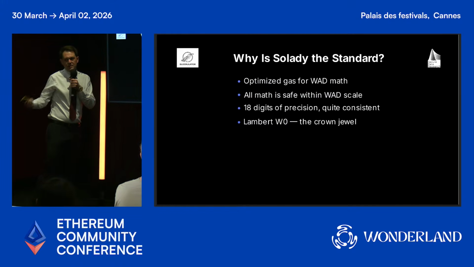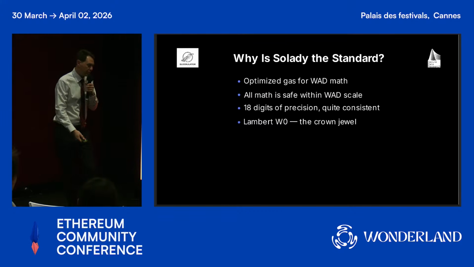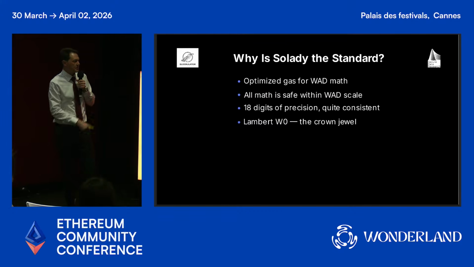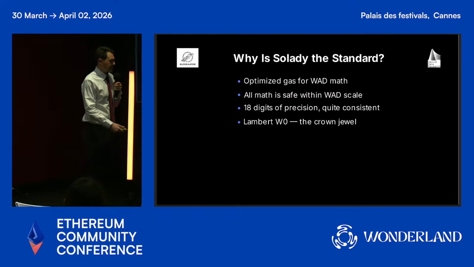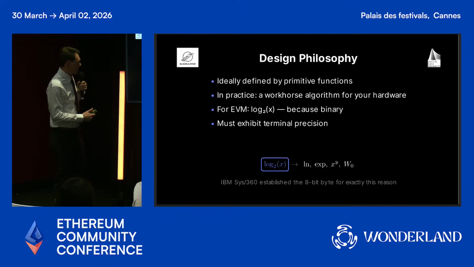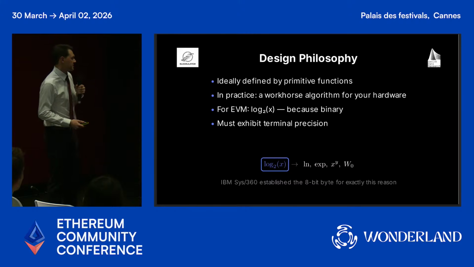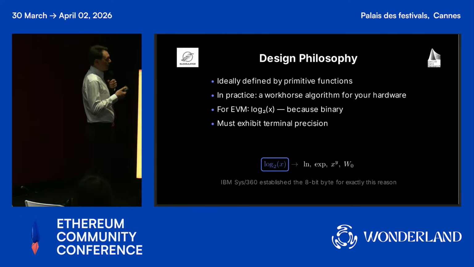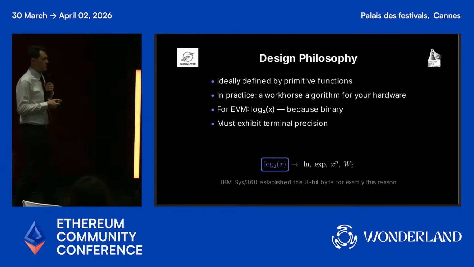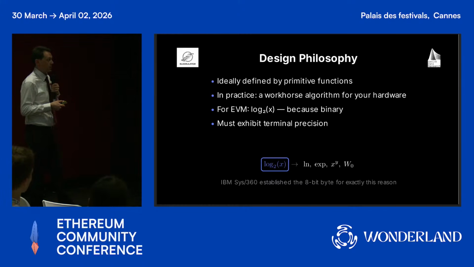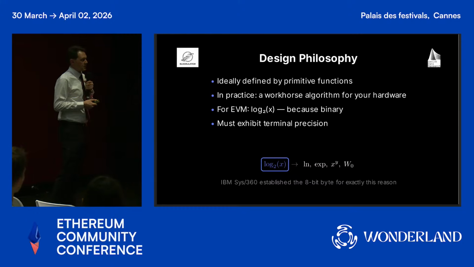So this is the special function I mentioned earlier that cannot be represented with primitives. And it's useful to exchanges for calculating the depth of liquidity pools or derivative prices based on assets of other regular real assets. And people got really excited about that. But our design philosophy with fixed point 127 is ideally everything should be defined by primitive functions. But in practice, we're going to have one workhorse algorithm for your hardware, which is log base 2. And we must exhibit terminal precision, like we said.